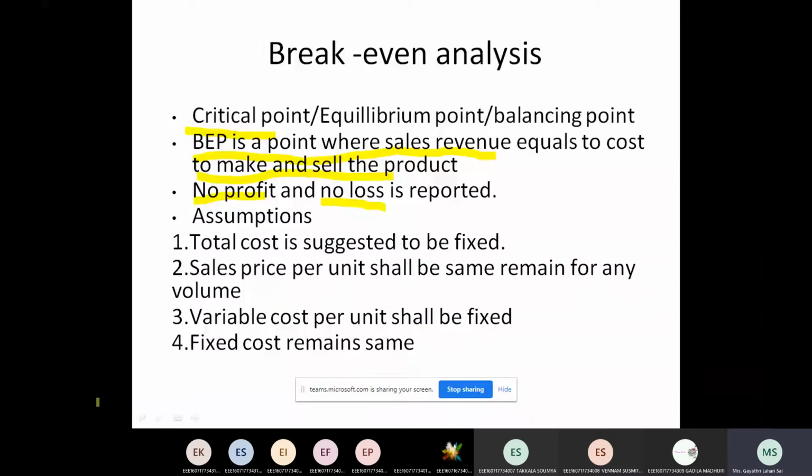This is the first assumption. The second one is the sales price per unit. The sales price per unit shall remain the same for any volume. Whatever the sales price for a single product in a bulk, it should be the same whatever the volume you are producing; the sales price should be the same.